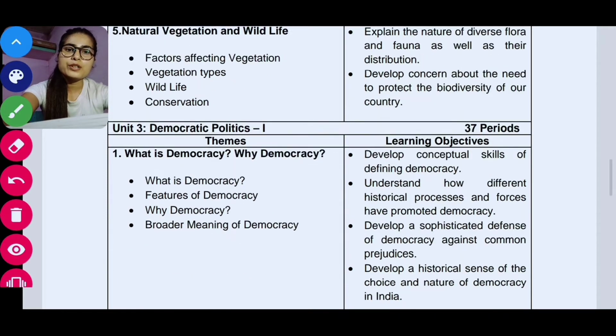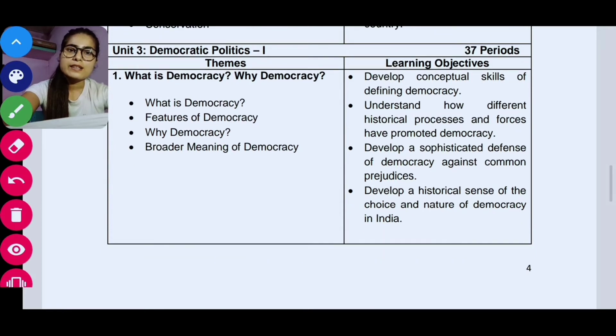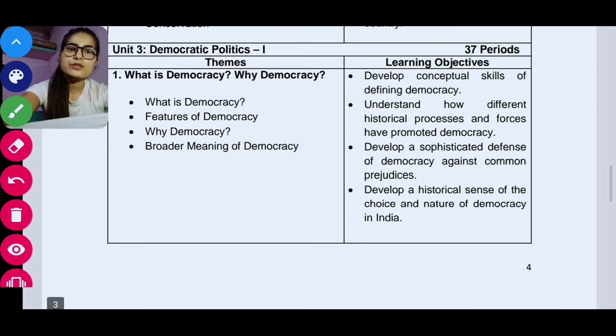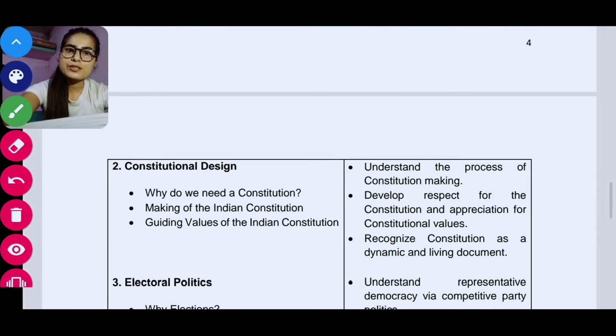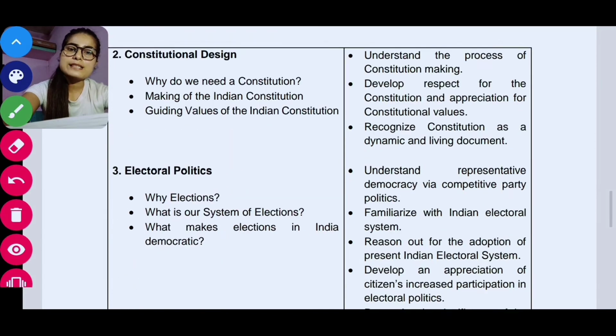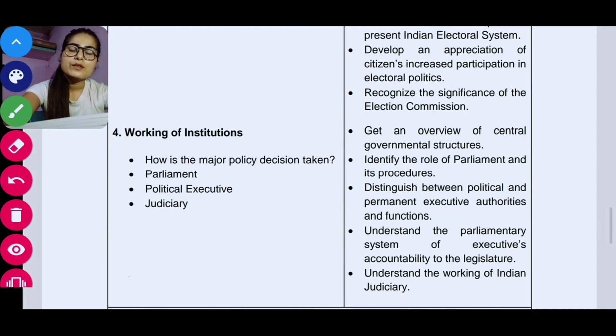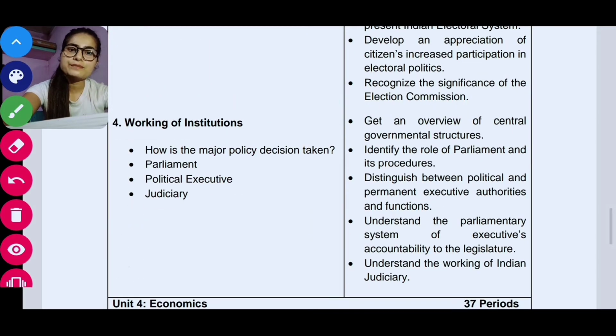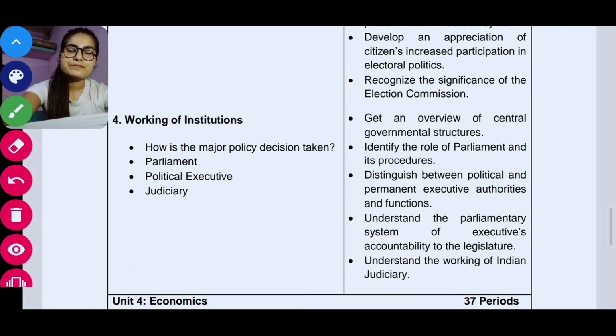Then we are moving forward to democratic politics. Here we had earlier 5 lessons, but now you will be getting 4 lessons. First one is What is Democracy, Why Democracy. Second one is Constitutional Design. Third one is Electoral Politics. Fourth one is Working of Institutions. So these 4 are needed for this year.